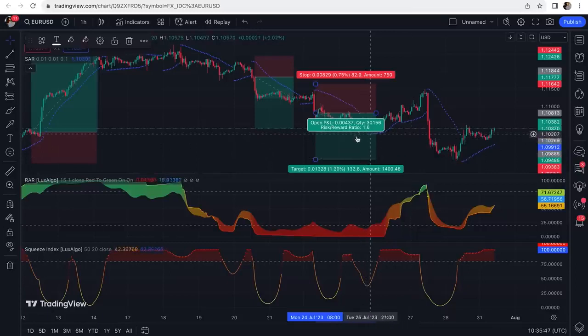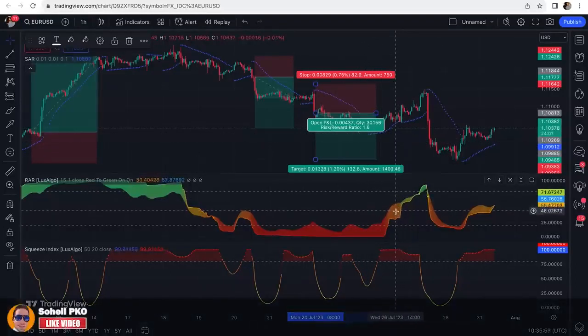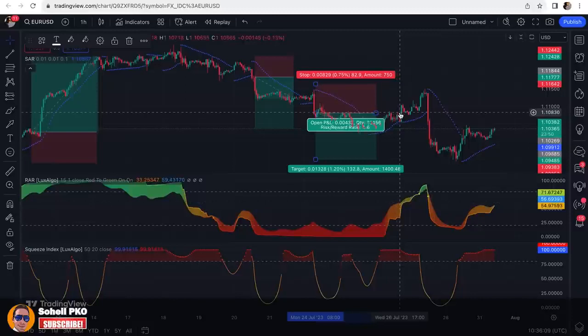Actually, we could avoid this loss, for example, here when there is a sign that the downtrend is weakening, when it turned to orange color. So with the help of this sign, we could also close our position around here with no loss.